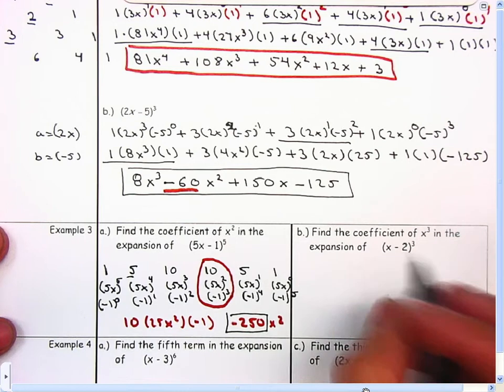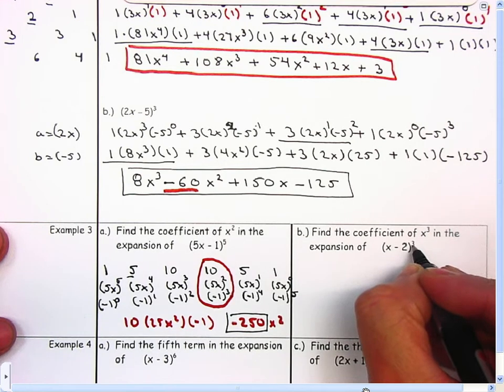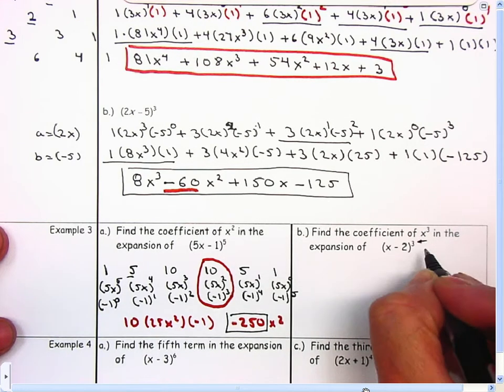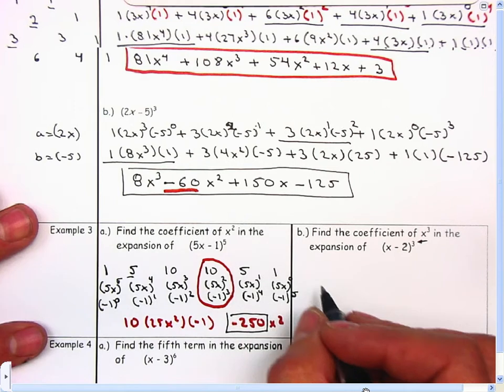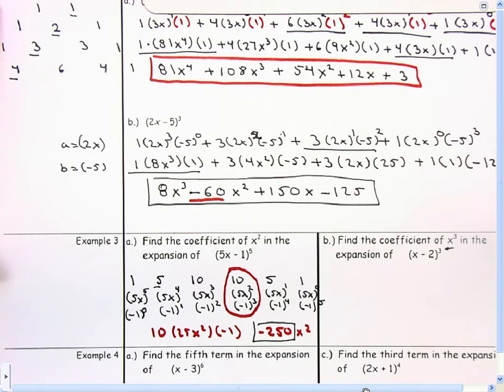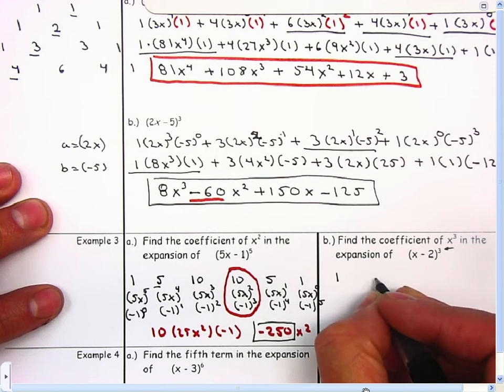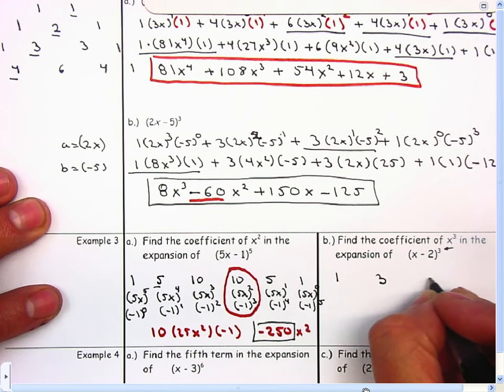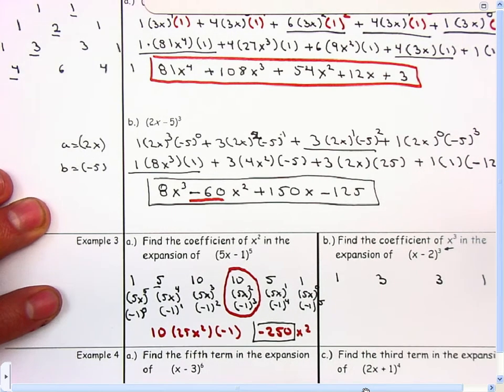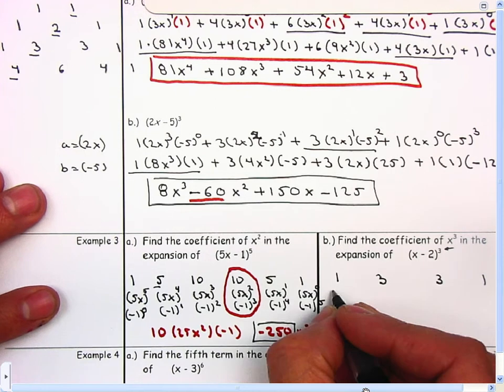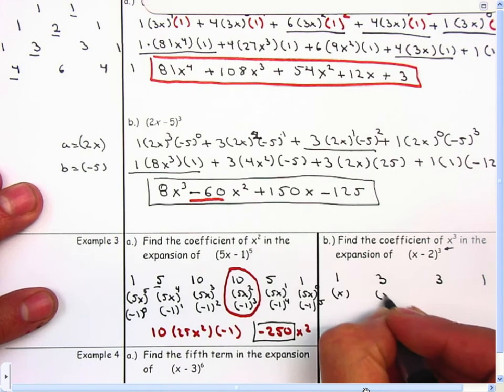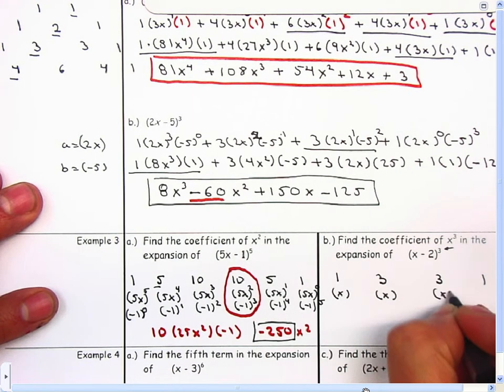So the exponent is to the third power. I'm looking at this exponent, so I'm going to write down the third row, and I can see it from here. The Pascal triangle is 1, 3, 3, 1. Underneath, I'm going to write down the value of A, which is x, x, x, x.